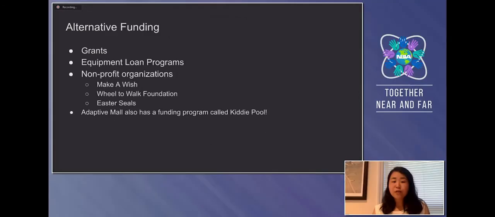So going back to alternative funding, you can definitely submit a grant for funding equipment. The different states all over the country have equipment loan programs where you can trial different types of equipment. There's nonprofit organizations like Make-A-Wish, Wheel to Walk, or Easter Seals. And Adaptive Mall has a funding program, which I'm going to talk about, called Kiddie Pool.